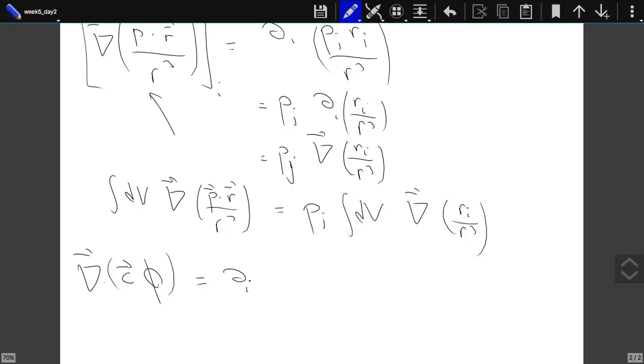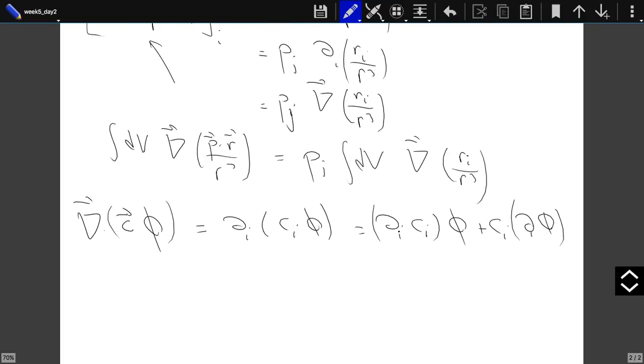Now I can talk about the divergence of a vector field. Well, this will be del I of Ci phi. This will be equal to derivative of Ci times phi plus Ci times derivative of del I of phi. Well, Ci is a constant vector, so the derivative is just 0. So the divergence of C times phi is nothing but C times the gradient of phi.